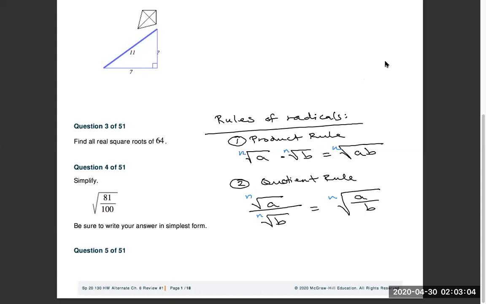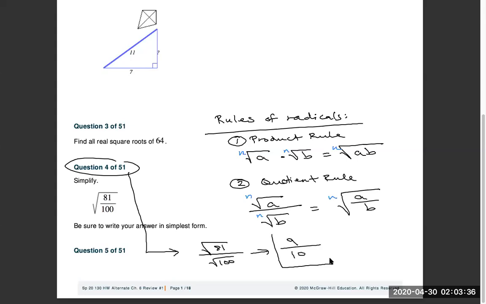So for number 4, we have root 81 over 100, which looks like our right side over here. So you can actually break that up into root 81 divided by root 100. And root 81 is 9, and root 100 is 10. Okay, let me save that.